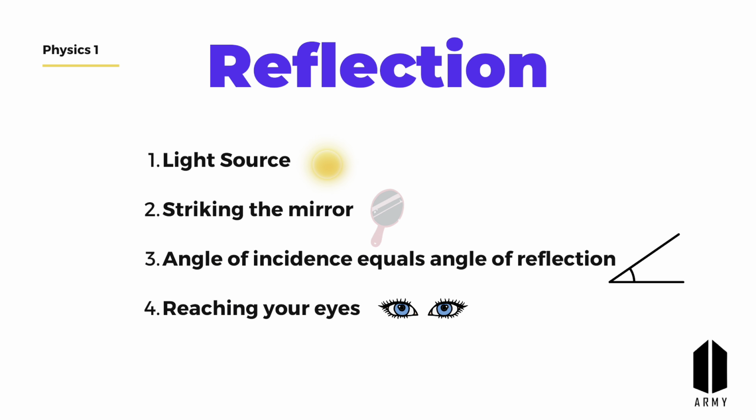And the last one is reaching your eyes. After bouncing off the mirror, the photons travel in straight lines until they enter your eyes. Your eyes then process this light, allowing you to see the image of yourself reflected in the mirror.